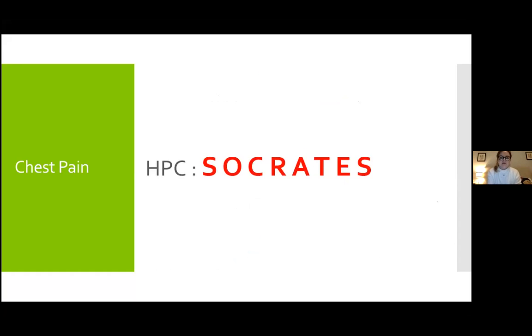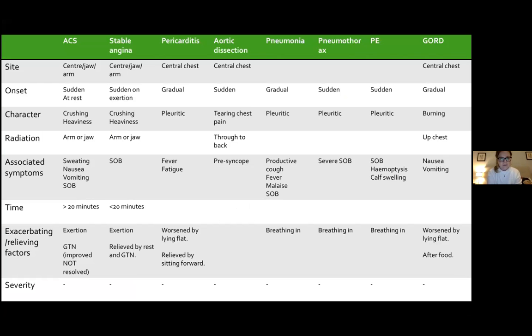So you've got your presenting complaint: I've come in with chest pain. And then your history of presenting complaint, the best way to lay it out really is SOCRATES. We've gone through it before: site, onset, character, radiation, associated symptoms, timing, exacerbating and relieving factors, and severity. I've just put it here in a table. It looks quite overwhelming, but it will remind you of how to really pin down that differential diagnosis. So we'll just go through it now.